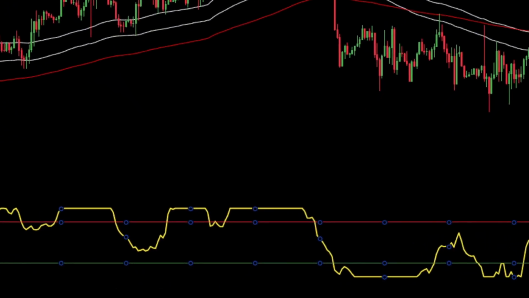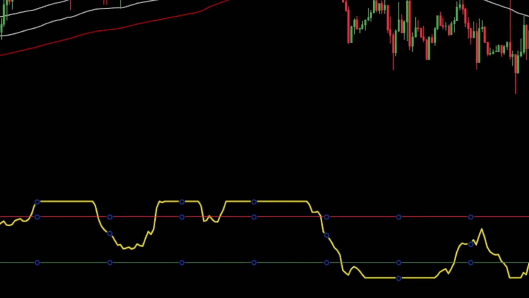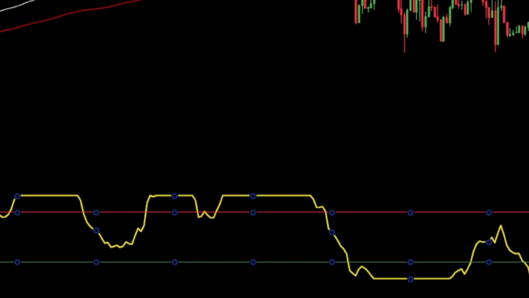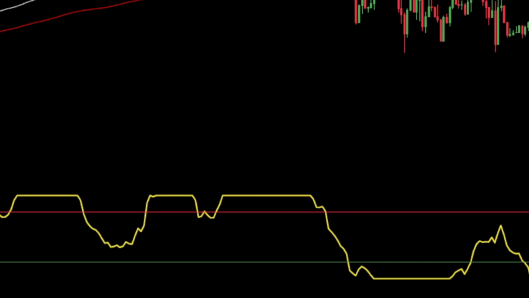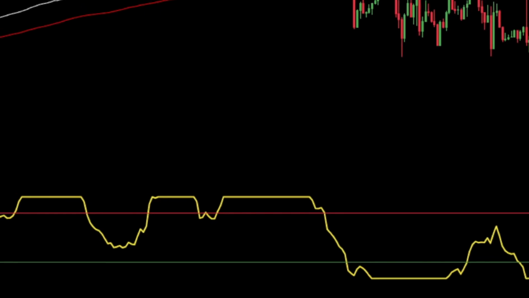The way to use the Laguerre RSI is similar to using a regular RSI. When the Laguerre RSI signal line is below the 20 level area, it indicates an oversold condition. In this situation, you will look for the best point to place a buy entry. Meanwhile, if the Laguerre RSI signal line is above the 80 level area, it indicates an overbought condition. In this case, you will look for the best point to place a sell entry.